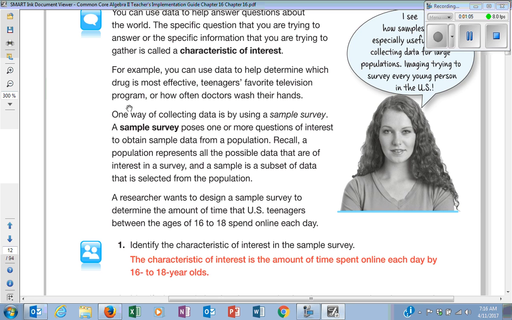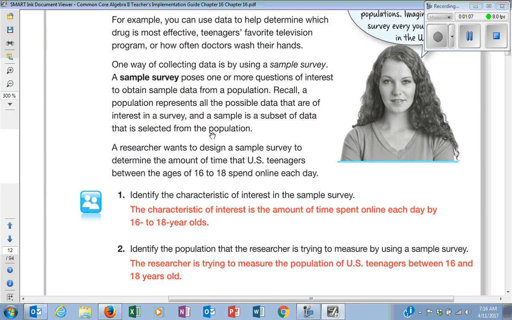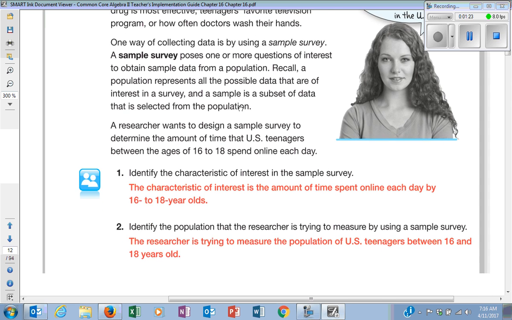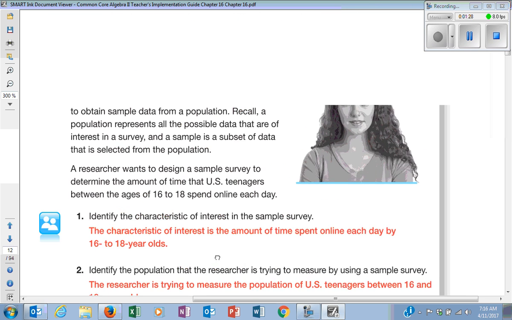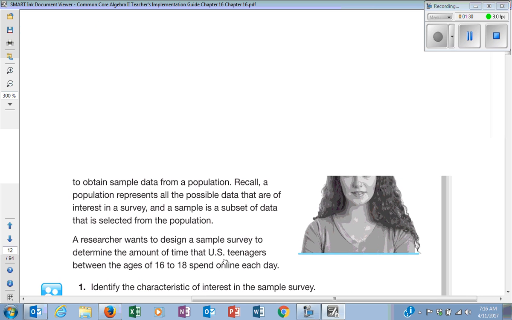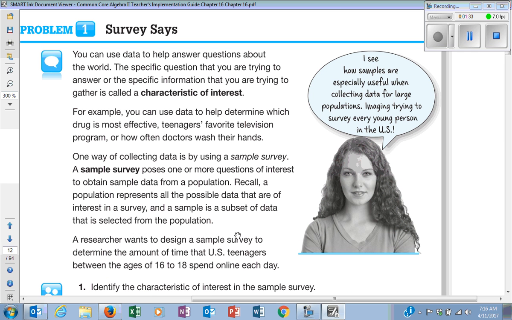Sample survey. One way we collect data is by using a sample survey. A sample survey poses one or more questions of interest to obtain sample data from a population. Recall, a population represents all the possible data that are of interest to the survey, and a sample is a subset of the data that is selected from the population. All right? So up here, it says a researcher wants to design a sample survey to determine the amount of time that U.S. teenagers between 16 and 18 spend online each day.